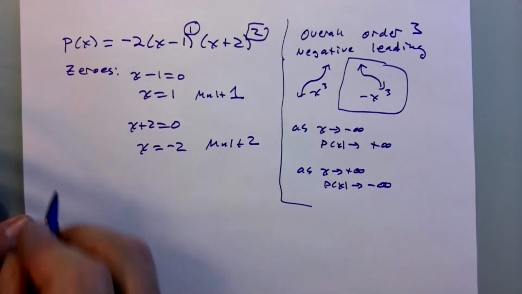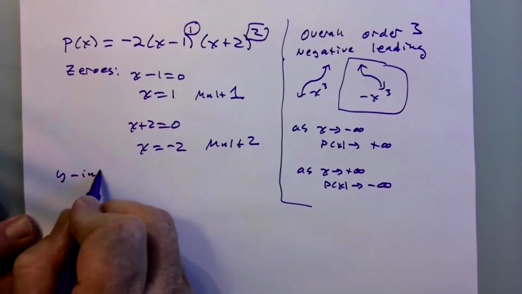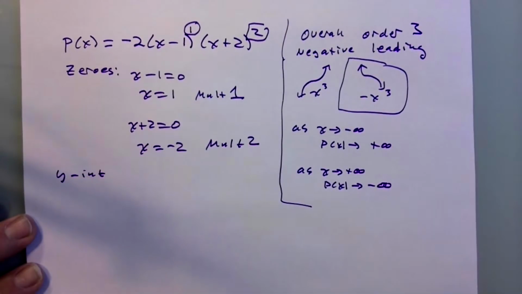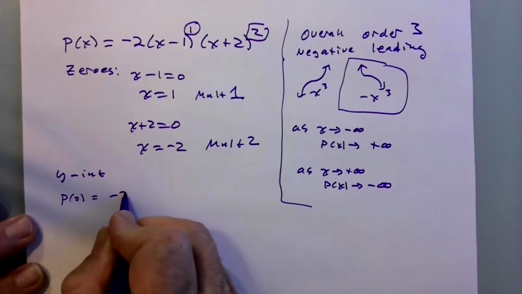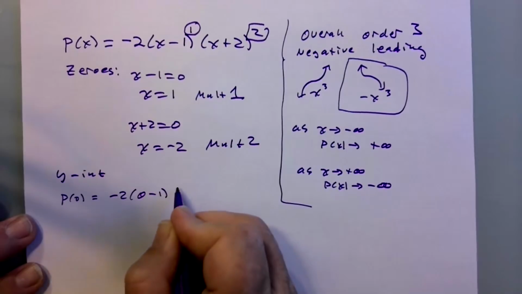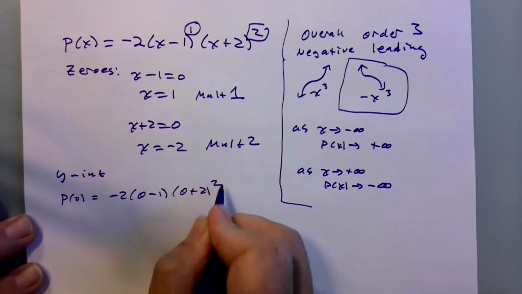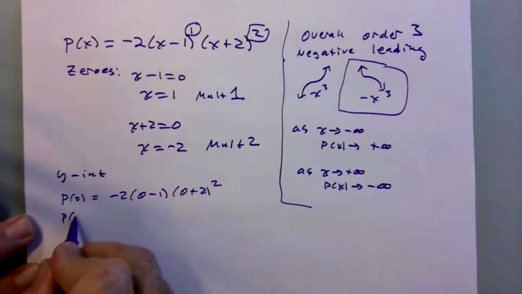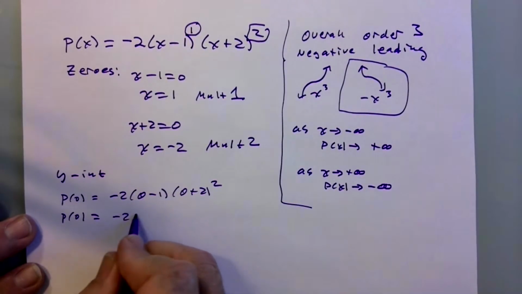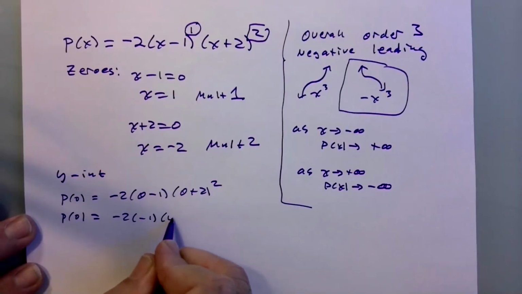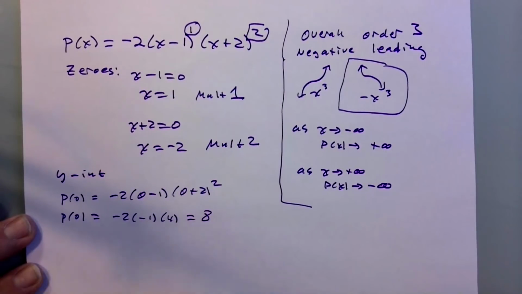And how about we get a y-intercept? That would be the value of the function when x is 0. So what is p of 0? We get -2 times 0 minus 1 times 0 plus 2 squared. So p of 0 is going to be -2 times -1 times 4, which I guess is going to be 8. So (0, 8) will be our y-intercept.